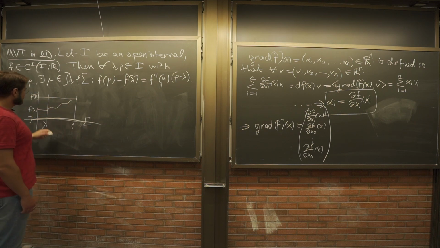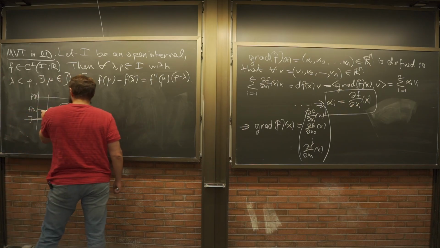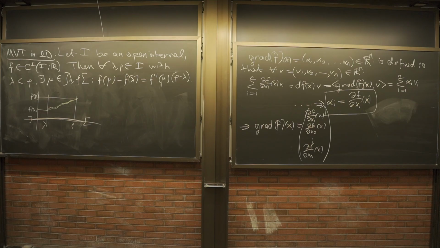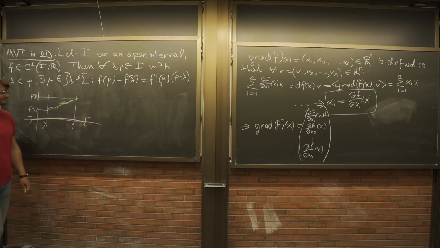And it goes like this. And then you look at this, I guess you call it the secant line. And then the mean value theorem says, oh, there's at least one point where the slope is the same. But there could be multiple, whatever.